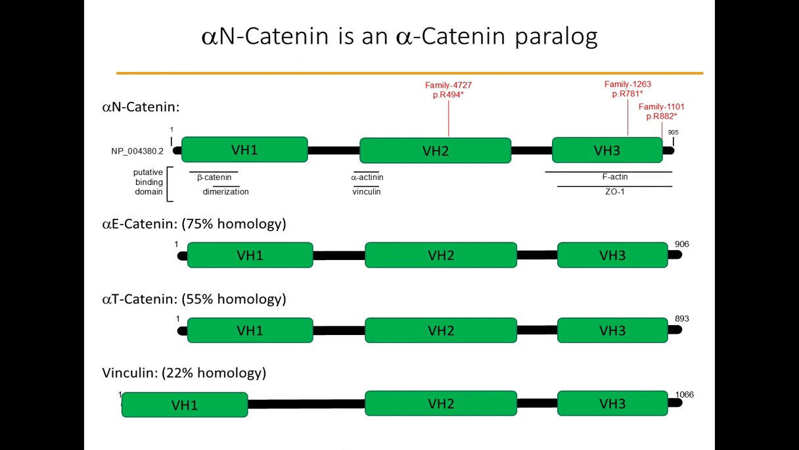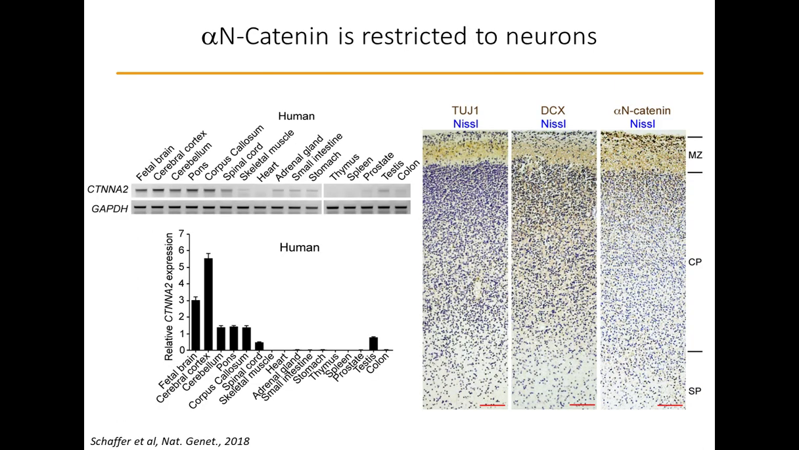Alpha N-Catenin is encoded by the gene CTNNA2, and there are 3 alpha-catenin paralogs in humans with varying degrees of similarity. The catenin proteins are most similar to vinculin family proteins and share 3 vinculin homology domains. Alpha E-catenin is the most widely expressed and is found within epithelial tissues where it's required for epithelial integrity and polarity. It has also been widely studied. Alpha T-catenin is 55% homologous with alpha N-catenin and is expressed within the heart and the testes.